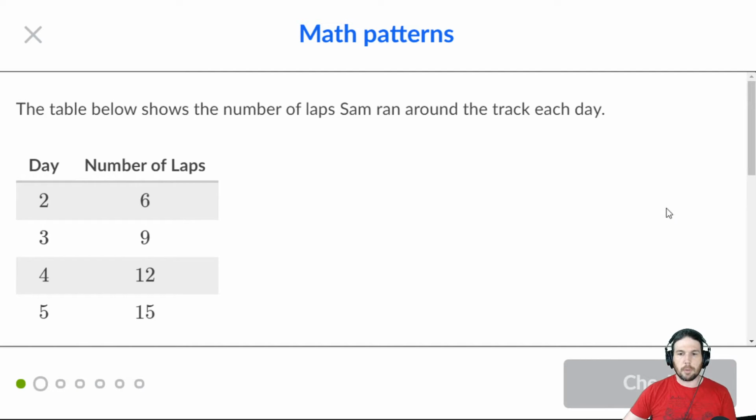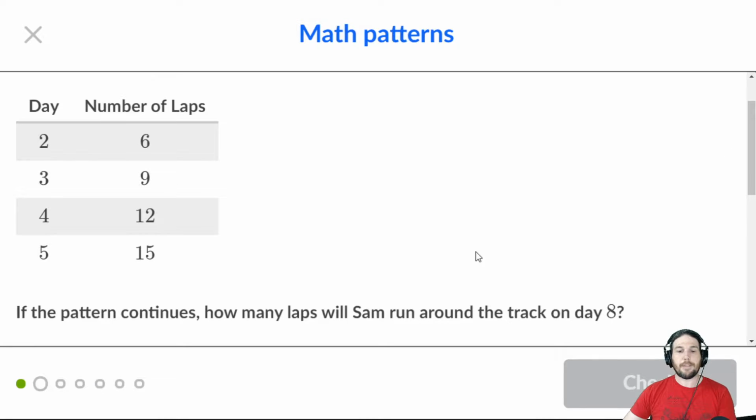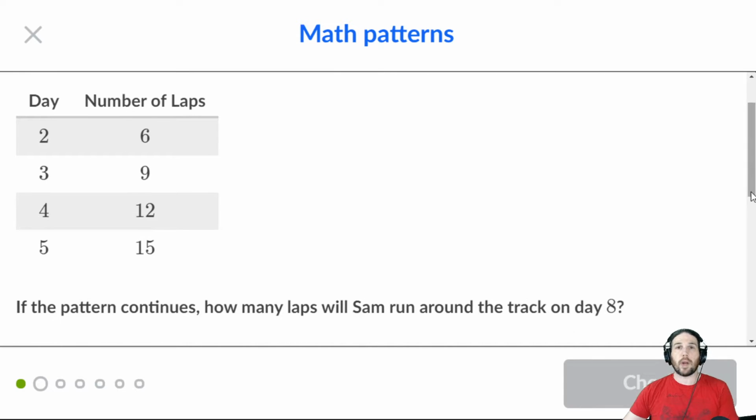The table below shows the number of laps Sam ran around the track each day. So on day 2, he ran 6 laps. On day 3, 9. On day 4, 12. On day 5, if this is like an actual track, then this person is running a lot of distance. Maybe a cross-country runner or something. If the pattern continues, how many laps will Sam run around the track on day 8? Now, immediately, we are removing one very small, very thin layer of scaffolding. We're not giving them the rule. We're asking them to find the rule themselves.